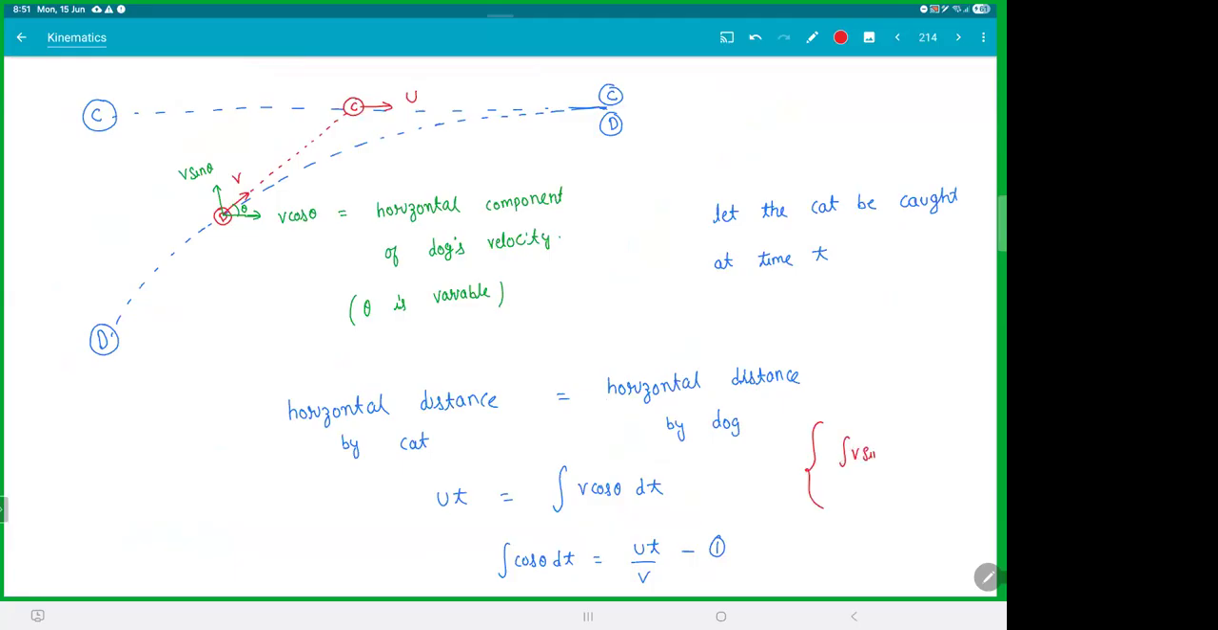Integral V sin theta dt, that is the vertical velocity, must be equal to L, isn't it? Yes, this is right, because this vertical component is closing this distance, the vertical y coordinate. But that's not useful because I don't know how to solve integral sin theta dt. So this equation is right, but it is not useful.